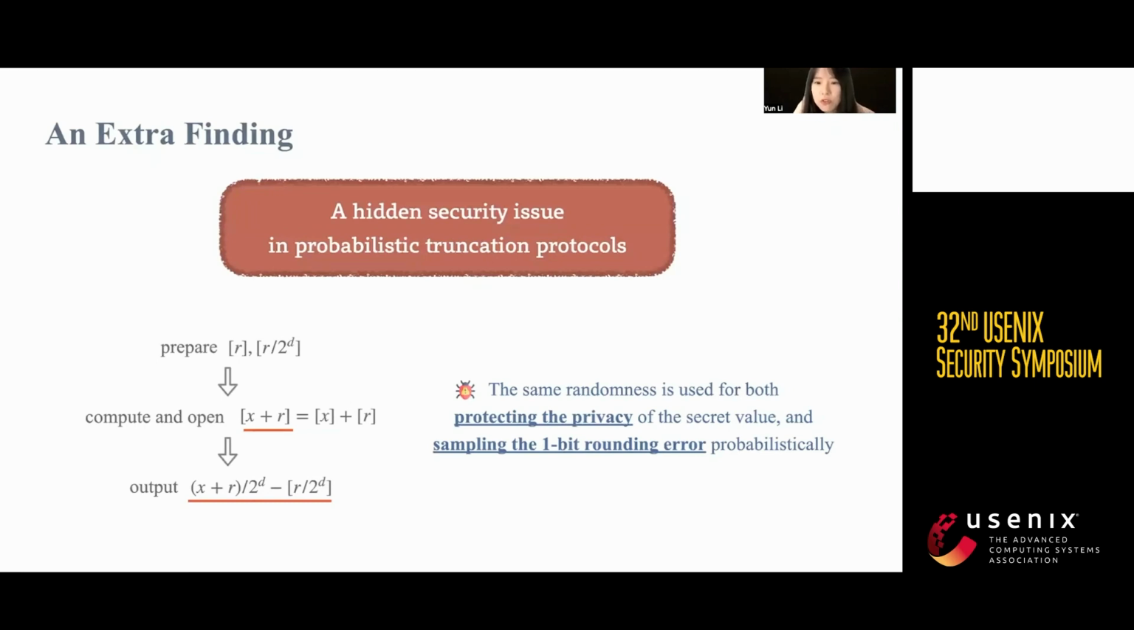Additionally, we also found a hidden security issue in many of the current probabilistic truncation protocols. This arises from the use of randomness. In this kind of truncation protocol, the same randomness is used both for protecting the privacy of the secret value as well as for sampling the 1-bit rounding error. This is problematic when considering the joint distribution of the corrupted parties' view and the protocol output.